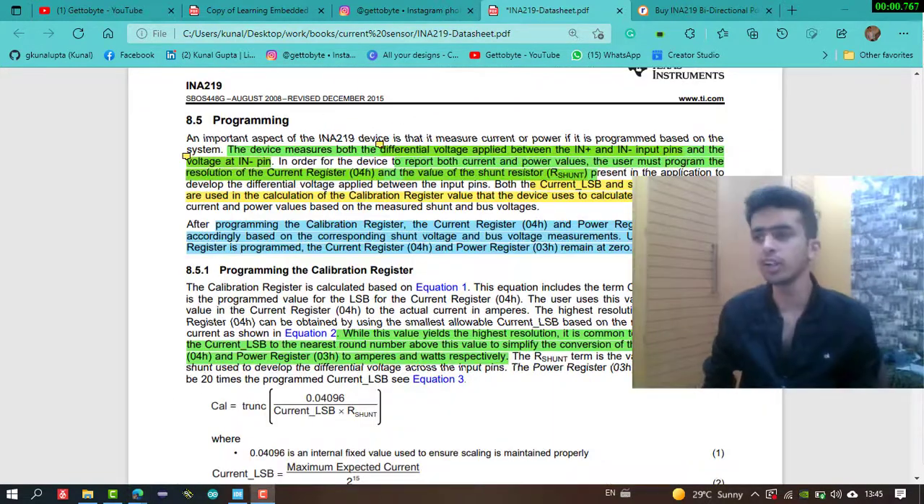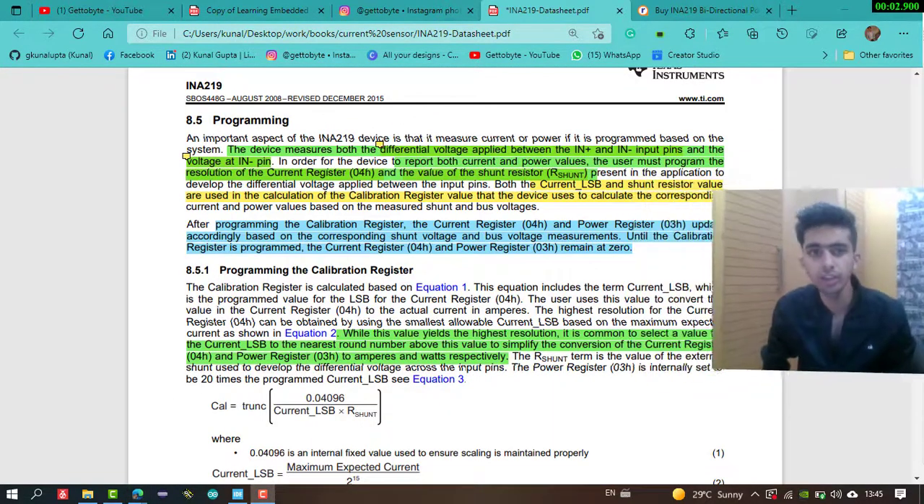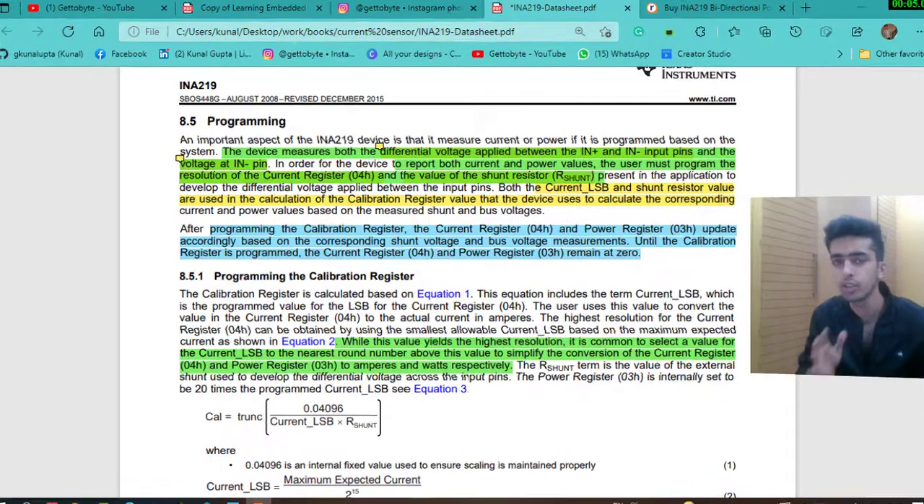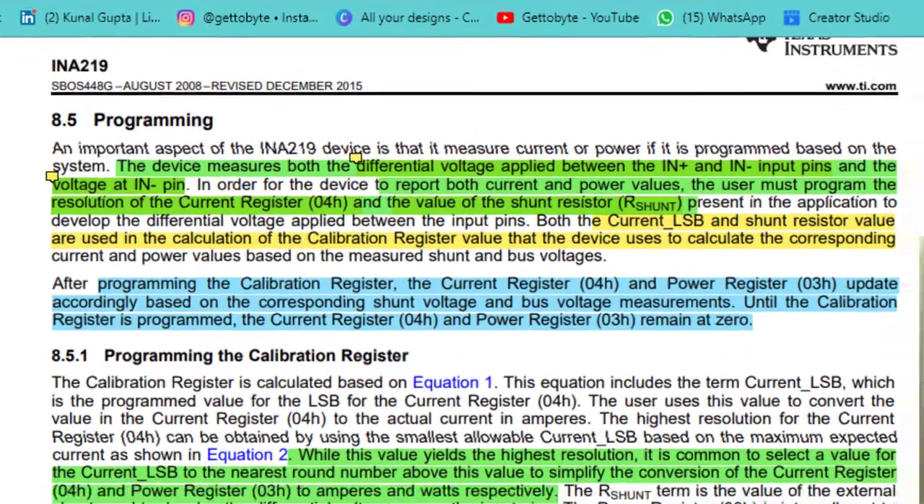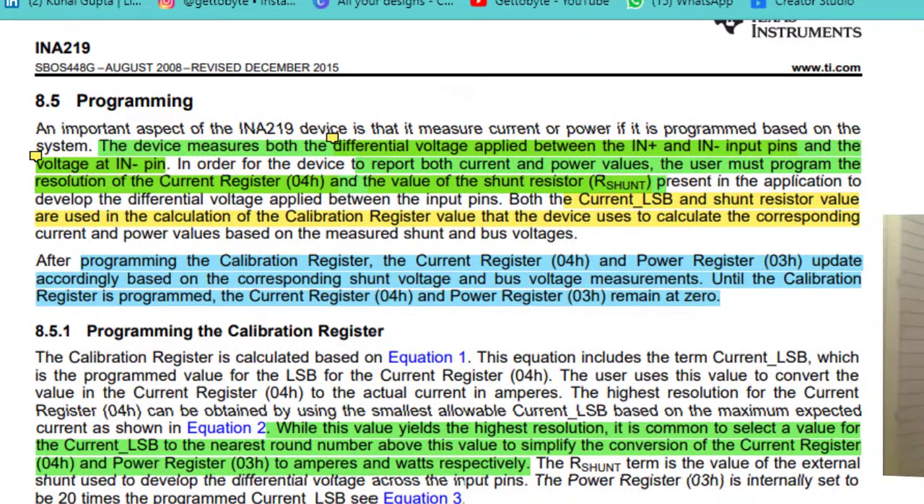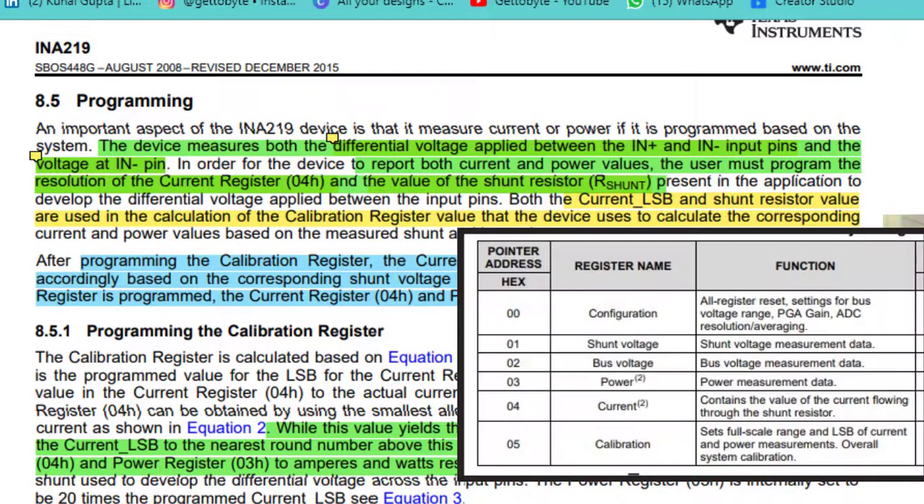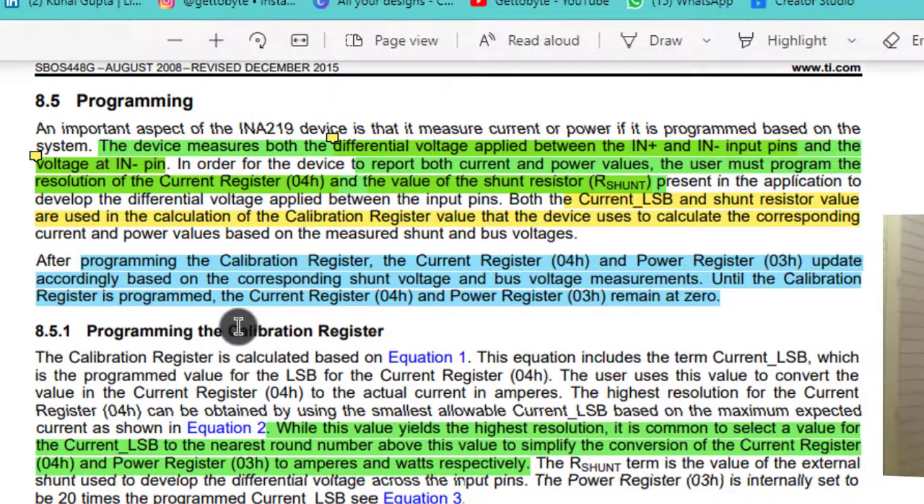Now, when it comes to programming the INA 219 chip, it's a very intelligent IC. It does all the power, voltage and current calculations inside it. We just have to access its registers and set its calibration register and configuration register so as to get the proper voltage, current and power values. For measuring the current and power values, we have to input the resolution of the current and the value of the shunt resistor.